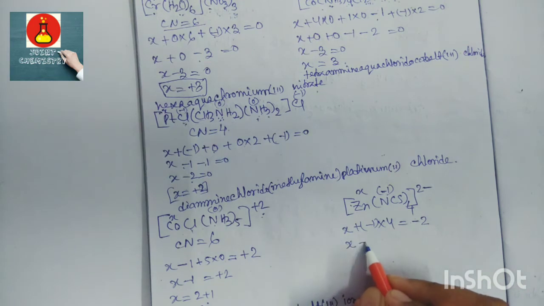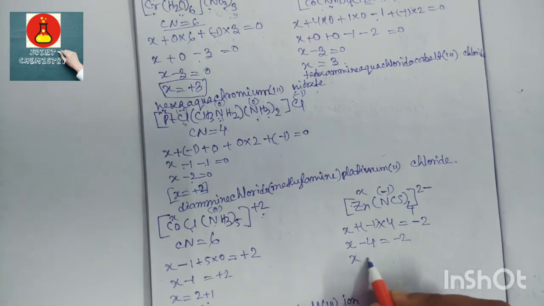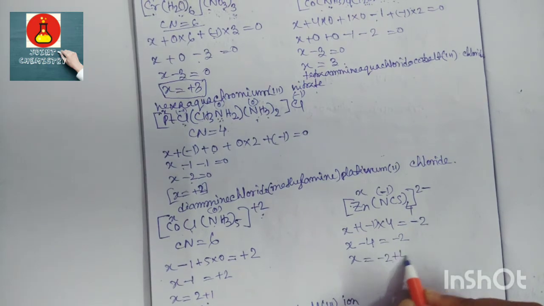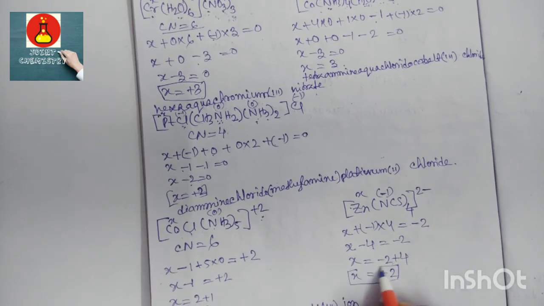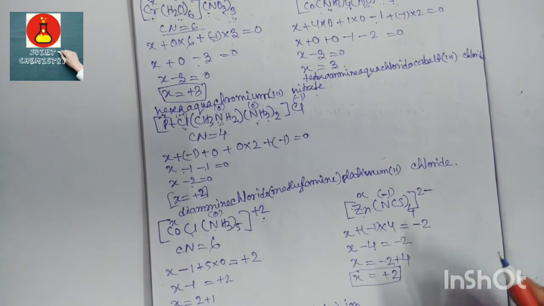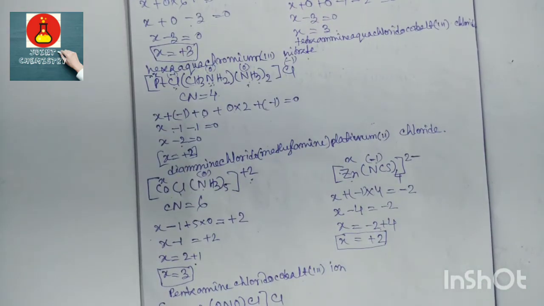So X minus 4 is equal to -2. So X is equal to -2 plus 4, which is equal to plus 2. Right? So the charge of the green is plus 2. Now let's write down its name.